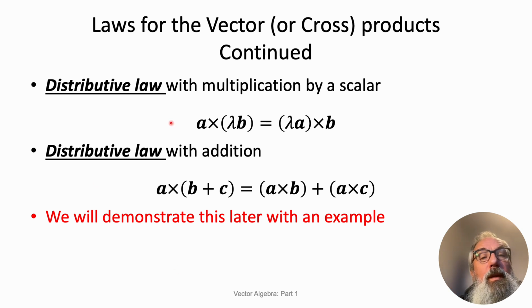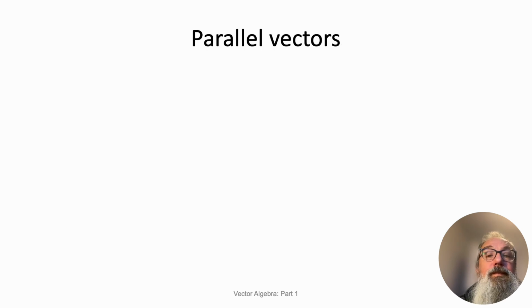Distributive law, well, this is quite handy. We can expand brackets out when we're multiplying by a scalar, and similarly, slightly less obvious, we can multiply brackets out when we have addition of vectors in the brackets. And we'll see an example of this a bit later.